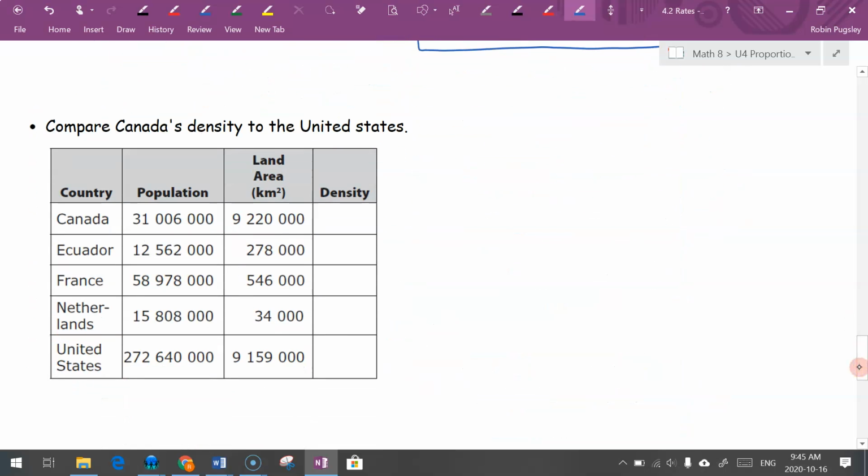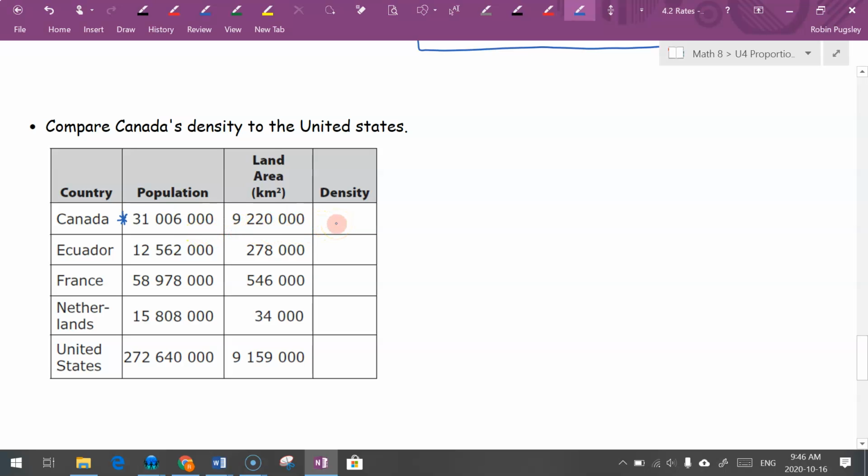We can compare density using rate. Density is how many people live in a certain area. So if there's lots of people in a small area, it's dense. If there's fewer people in a large area, it's not as dense. So let's take a look at Canada's density. These numbers are old, but they're good estimations.